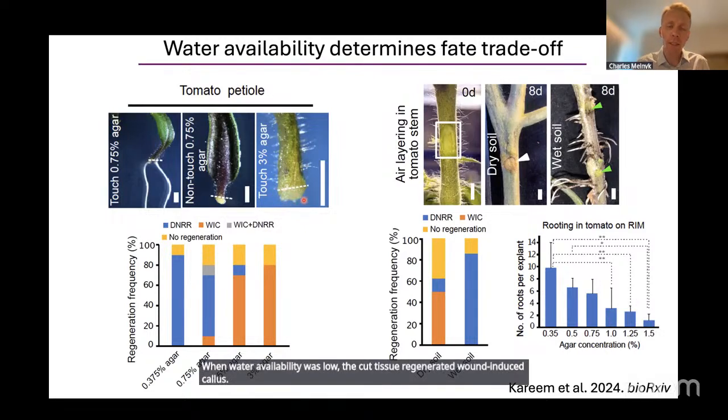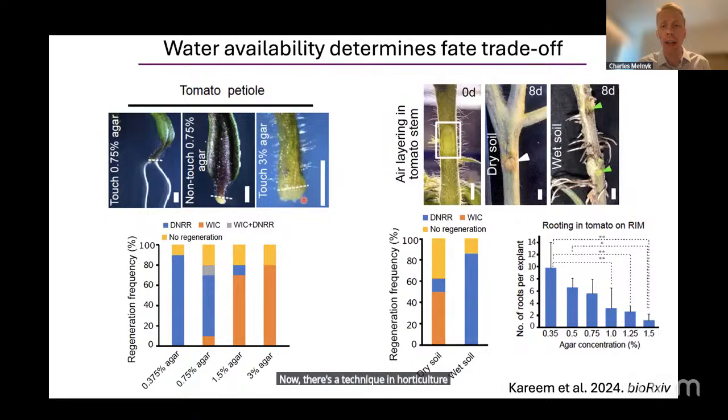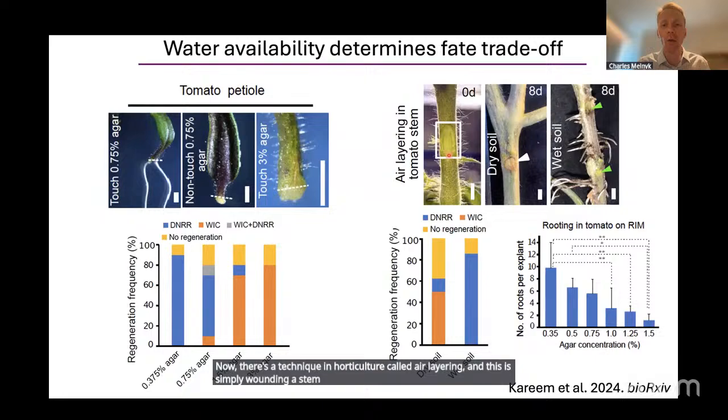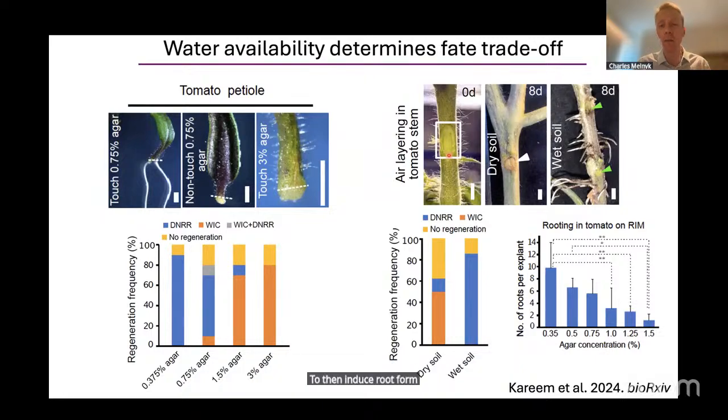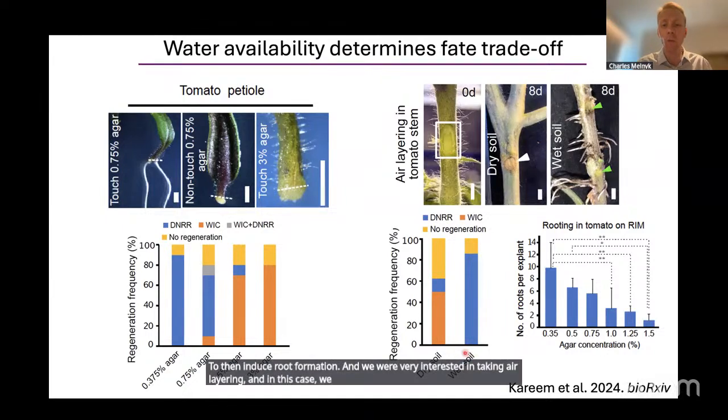Now, there's a technique in horticulture called air layering. This is simply wounding a stem and then putting soil against the wound site to induce root formation. And we were very interested in taking air layering further. In this case, we could either apply wet soil to the cut and we saw roots forming, but we could also apply dry soil to the cut. And in this case, we had callus forming at the cut and healing it.